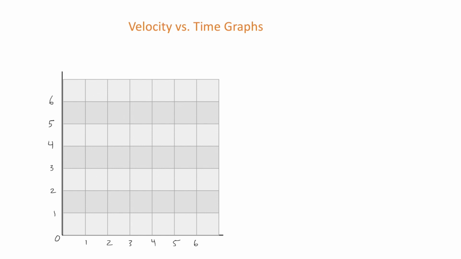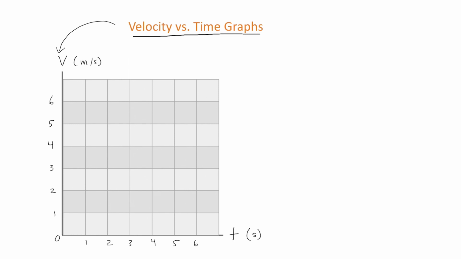In this video, we'll learn about velocity versus time graphs. We'll start by adding labels to our x and y axis. The x-axis is time. In this case, the units are seconds. The y-axis is velocity. In this case, the units are meters per second.